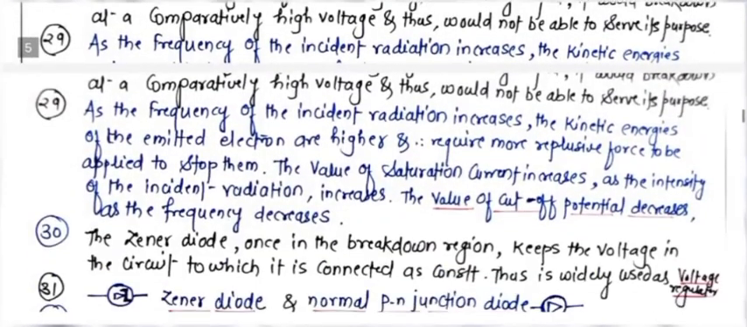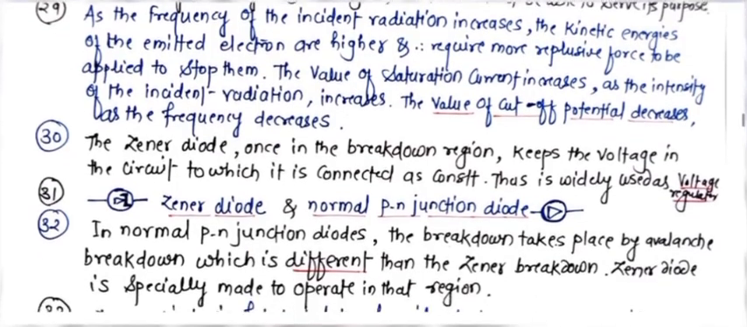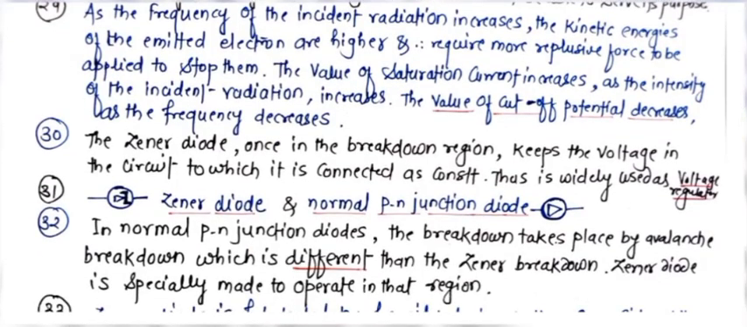As the frequency of the incident radiation increases, the kinetic energies of the emitted electrons are higher and therefore require more repulsive force to be applied to stop them. The value of saturation current increases as the intensity of the incident radiation increases. The value of cutoff potential decreases as the frequency decreases.